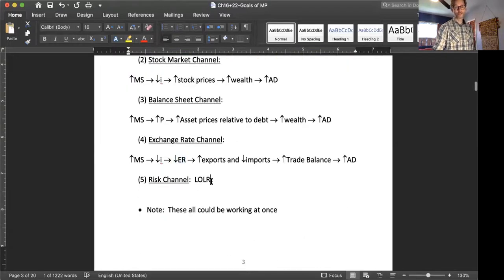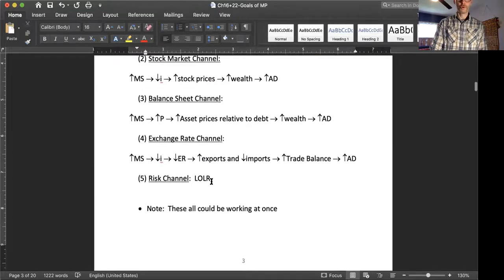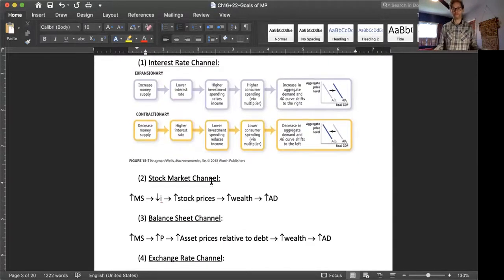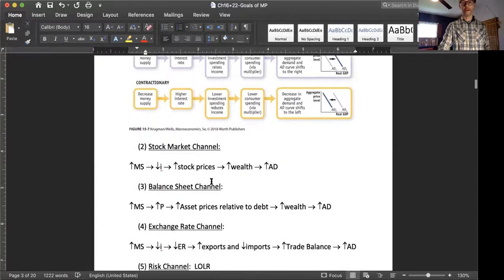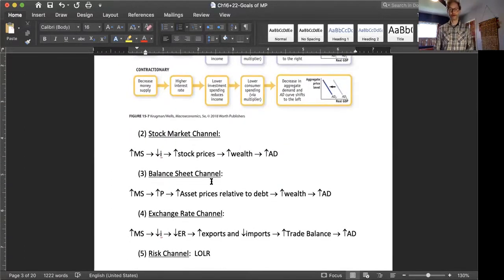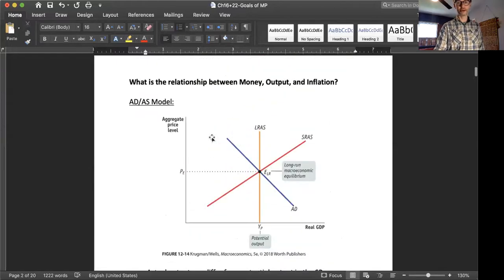And then there's also the risk channel: when the Fed provides a lot more liquidity and increases the money supply, it also tends to reduce risk, right? This lender of last resort effect. So which one of these is right? They all are, right? These are not mutually exclusive. When the Fed conducts a change in policy, it's really impacting the economy in many different ways. But we can all agree that when the Fed increases the money supply and cuts interest rates, that's increasing aggregate demand. And when the Fed's raising interest rates and cutting the money supply, that's cutting aggregate demand.